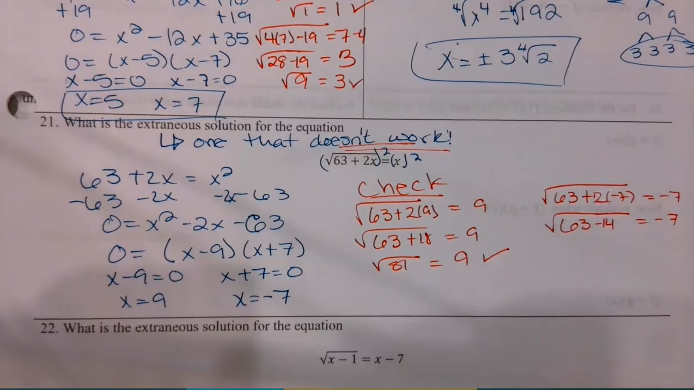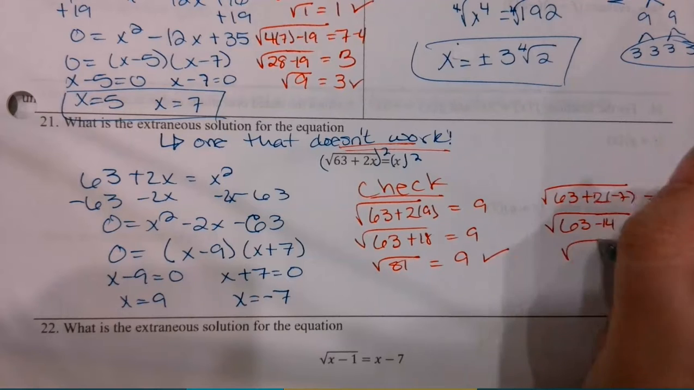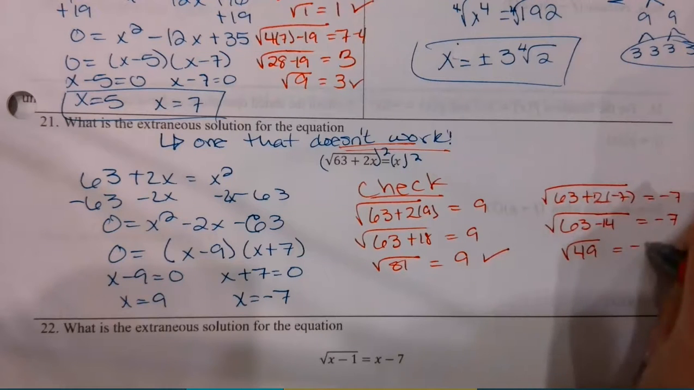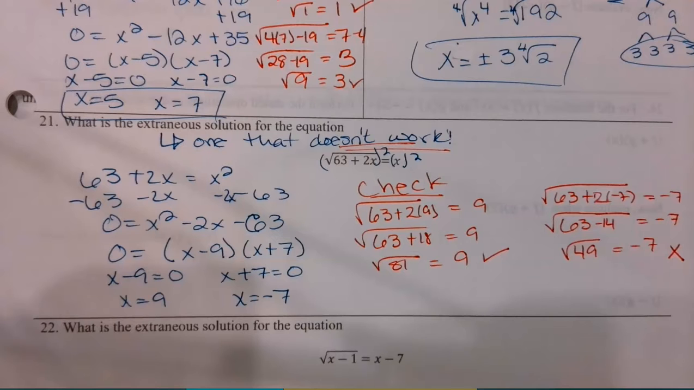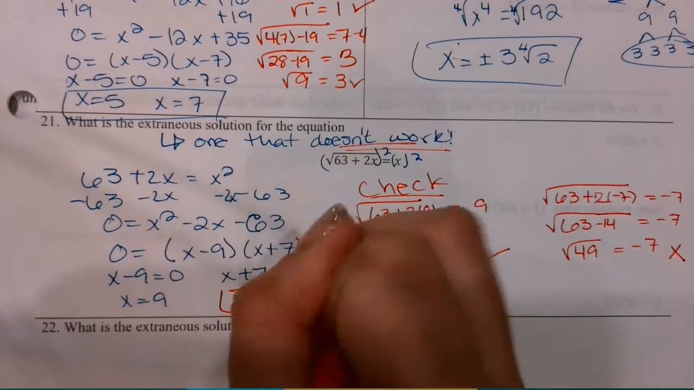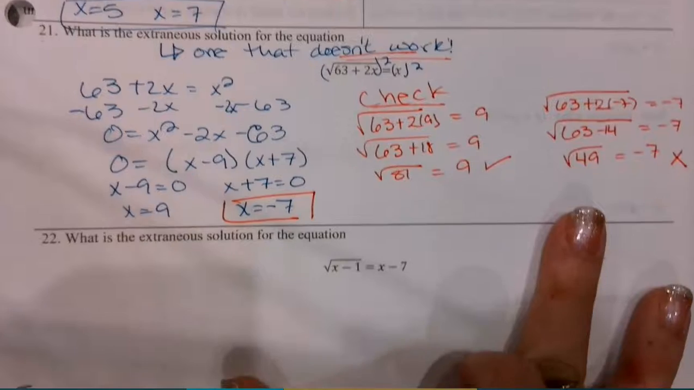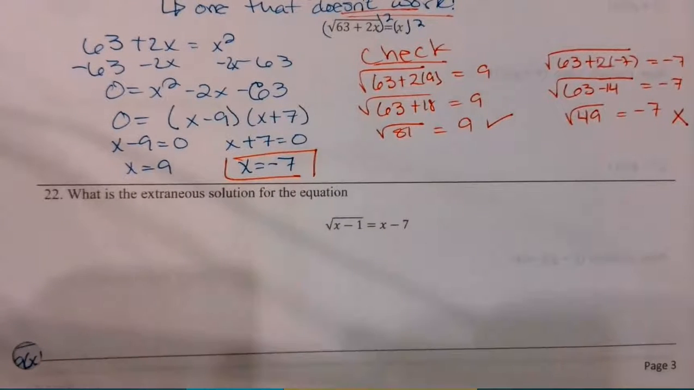And then I have equaling negative 7. 63 minus 14 is 49, equals negative 7. This does not work because when you take a square root of a number, you always assume it is positive. So my extraneous solution is x equals negative 7. 22 works the same way.